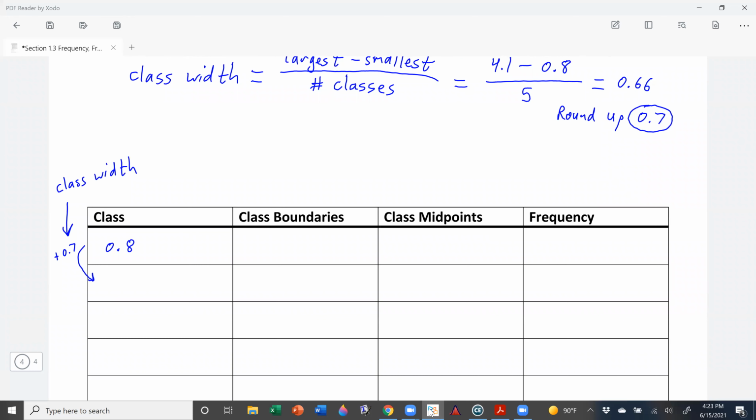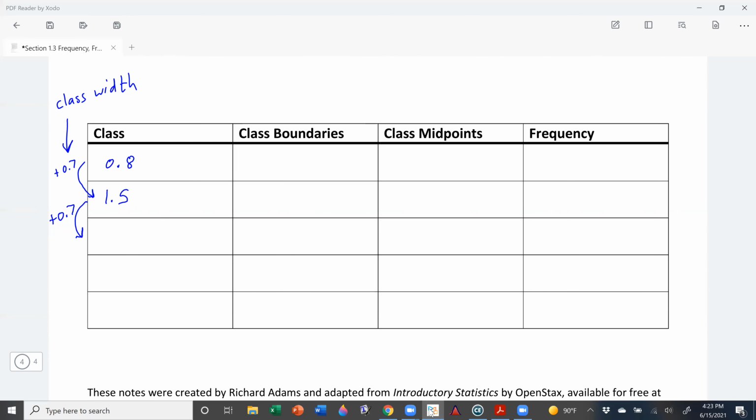Okay, so I'm going to go 0.8 plus 0.7, and we get 1.5. And we go again. All of these have to be that same class width each time. So 1.5, I'm going to go plus 0.7 again, and I get 2.2. So these are just the lower limits of each class. And we're going to go plus 0.7 again to get 2.9, and again to get 3.6.